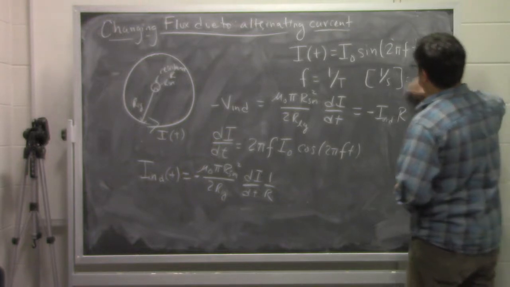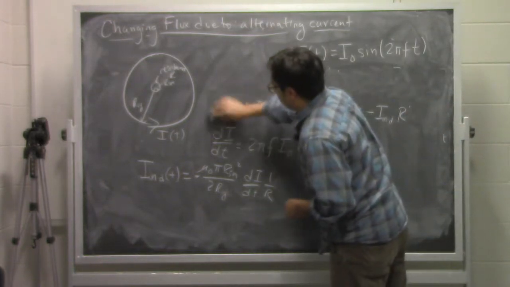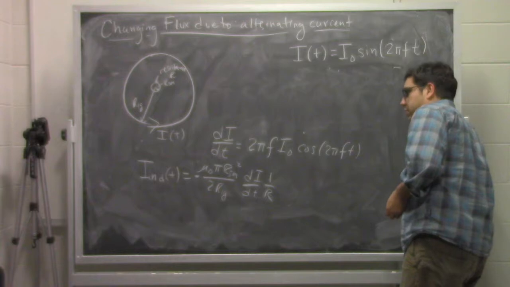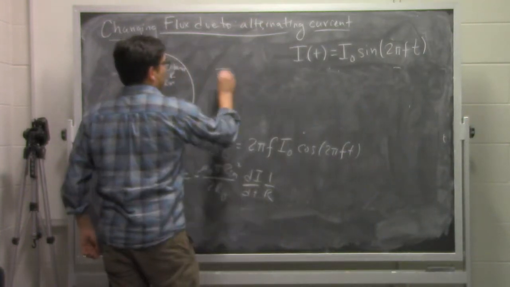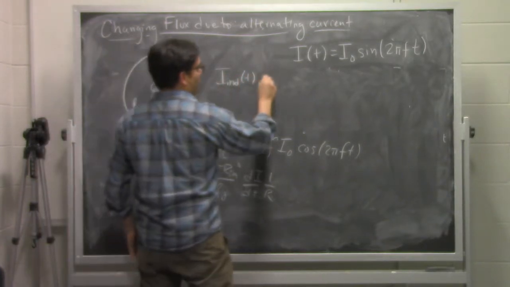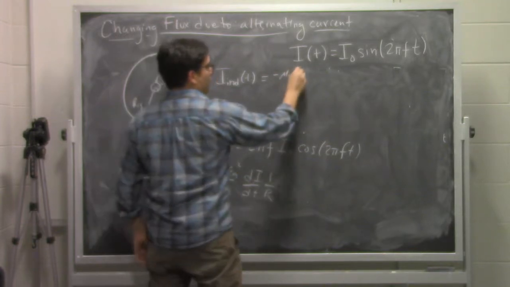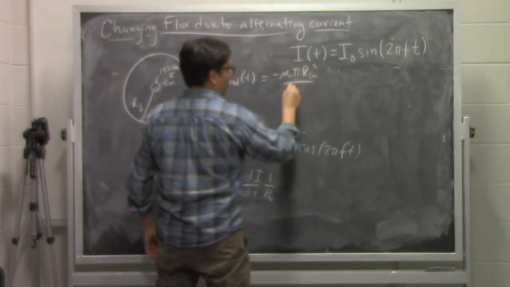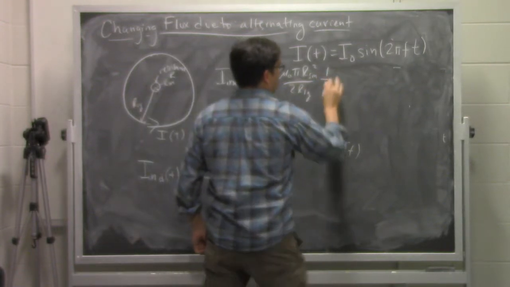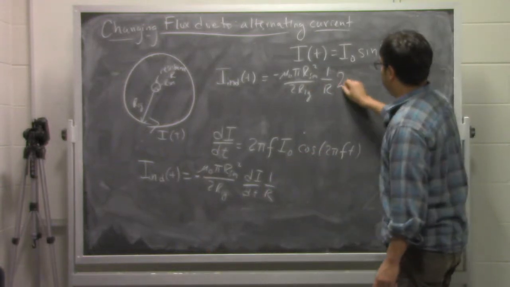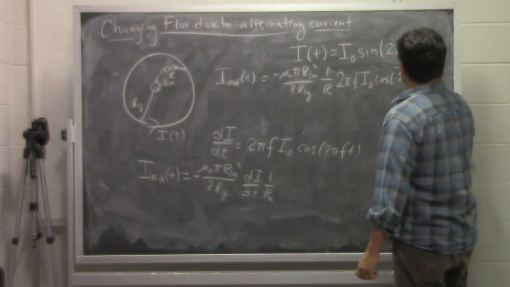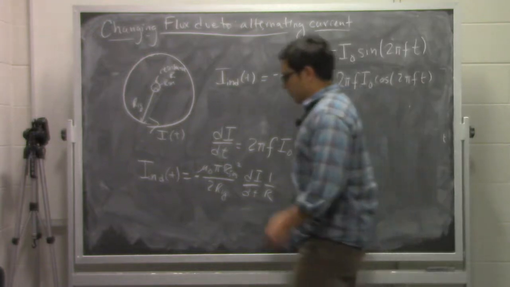And don't worry too much about keeping track of all this, because we don't really care too much about the result, besides the fact that it's going to depend on a new sinusoidal function, and we want to compare those two things. So that induced current is going to then be equal to minus mu naught pi r small squared over 2 r large. And then there'll be a 1 over R from the resistance, and then this time derivative that we have here, which has all this other stuff, right? So there's a 2 pi f I naught, and then there's a cosine 2 pi f times t. Okay? So at the end of the day, that's what we have.